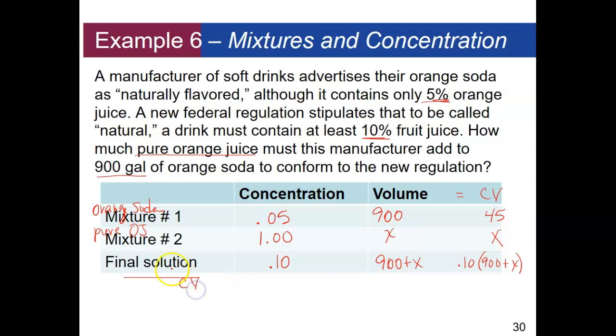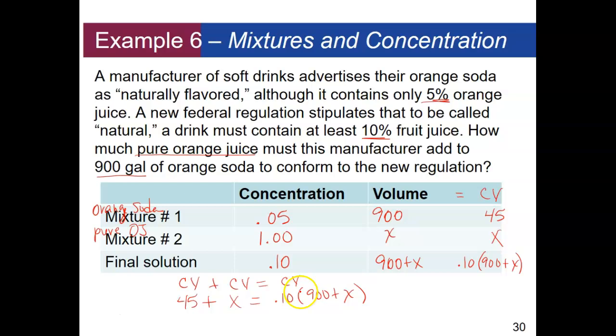So we're going to have the concentration times the volume of the first substance, and then the concentration and the volume of the second substance, and that's going to equal the concentration and volume of the final substance. For the first substance, when we multiplied concentration and volume together, we got 45. The next one, we got x. And then finally, we're going to have 0.10 times 900 plus x. So this is the equation that we need to solve.